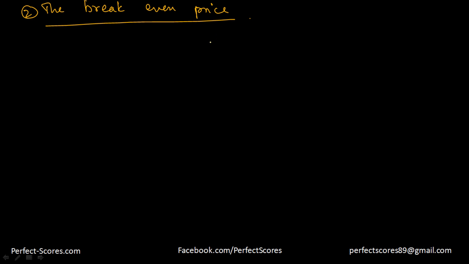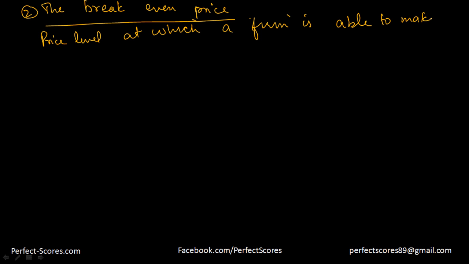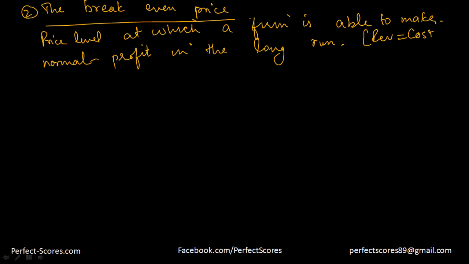Now let's define the second scenario, which is the break-even price. What do you mean by break-even price? Break-even price is the price level at which a firm is able to make normal profit in the long run. This is the price at which a firm is able to make normal profit, which means the revenues are actually equal to the cost.